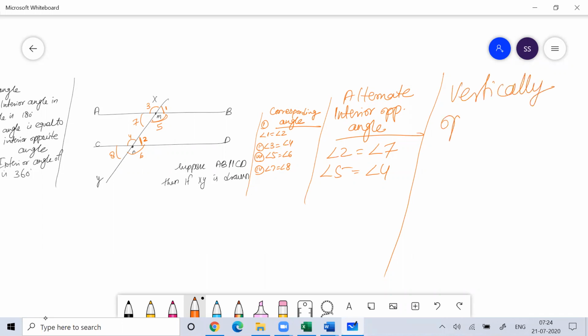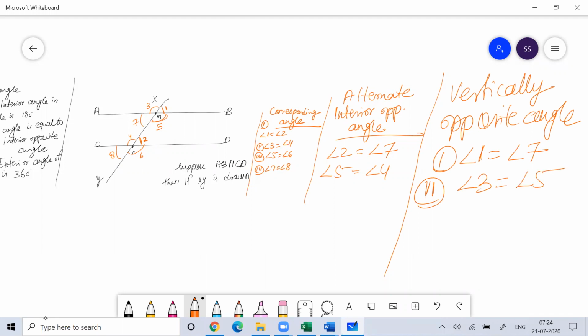vertically opposite angles. Vertically opposite angles means angle 1 will be equal to angle 7, and angle 3 will be equal to angle 5. They are called vertically opposite angles. Angle 4 will be equal to angle 6, and angle 2 will be equal to angle 8. They are also vertically opposite angles.